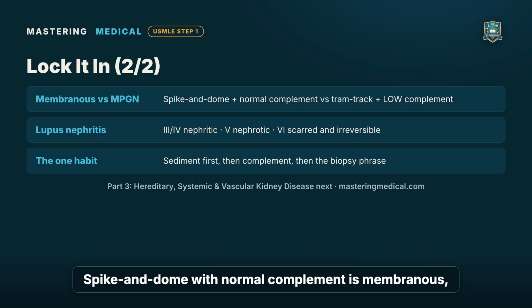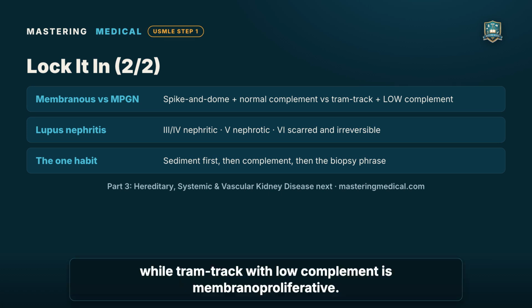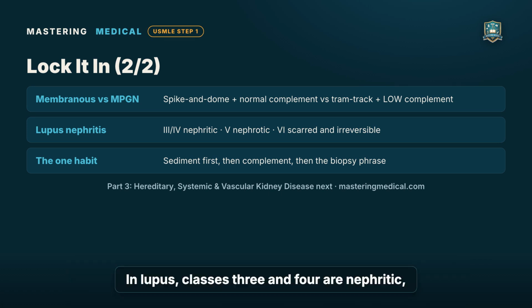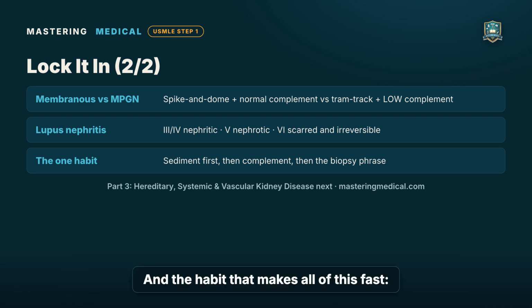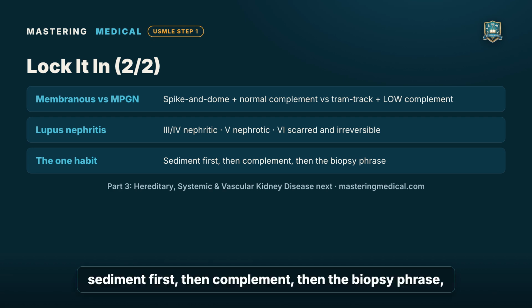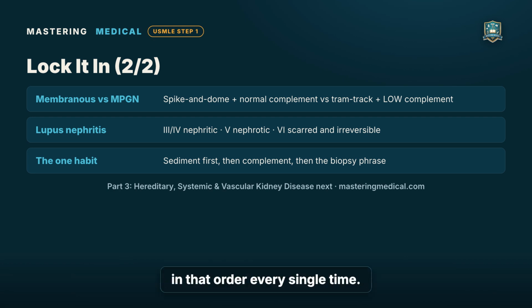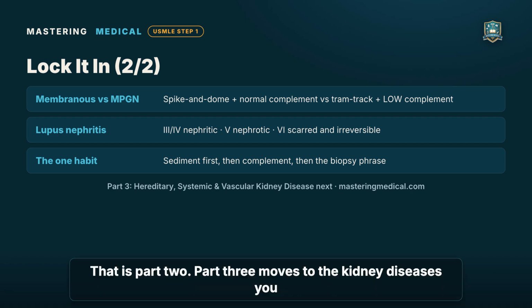Spike and dome with normal complement is membranous, while tram-track with low complement is membranoproliferative. In lupus, classes 3 and 4 are nephritic, class 5 is nephrotic, and class 6 is scarred and irreversible. And the habit that makes all of this fast: sediment first, then complement, then the biopsy phrase, in that order every single time. That is part 2.